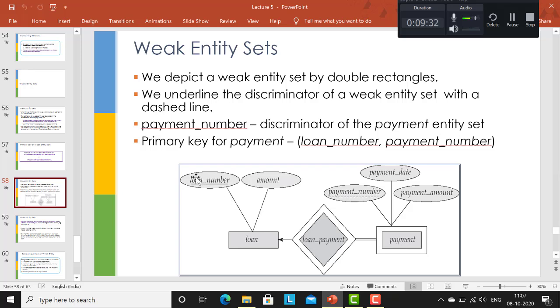So we don't write the loan number here again, right? That will be incorrect. If you put loan number as an attribute over here, that will be considered a wrong diagram. You have to say that payment is a weak entity of the loan, and for this weak entity, I have the following discriminator, right?